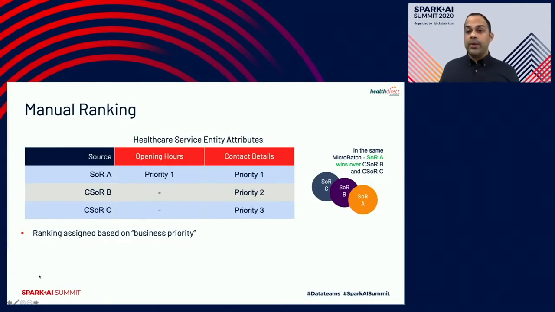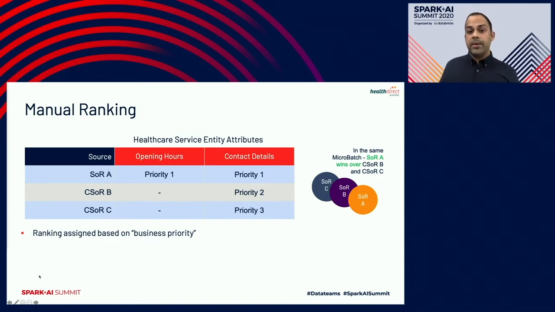So at the moment, we encourage and enable this competition to update data by using what we call manual ranking. So this is basically ranking assigned based on business priority. So in that example over there, we have system of record A, which has priority 1 to update the opening hours and the contact details. And candidate SOR B and C have a lower priority to update contact details.